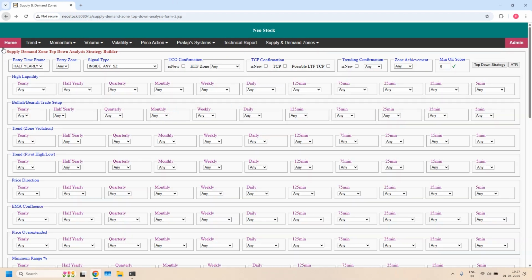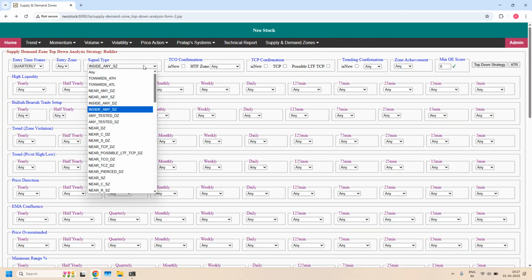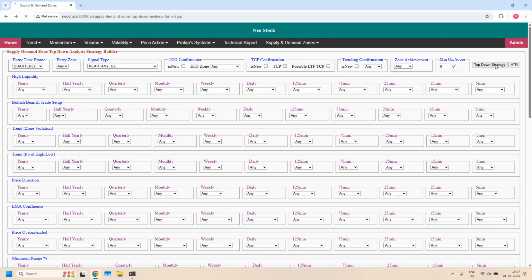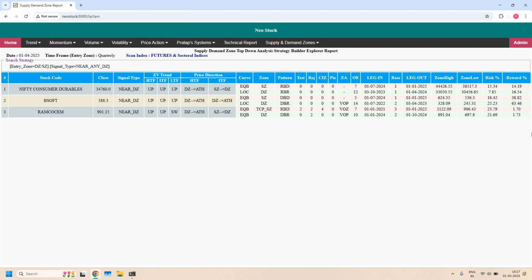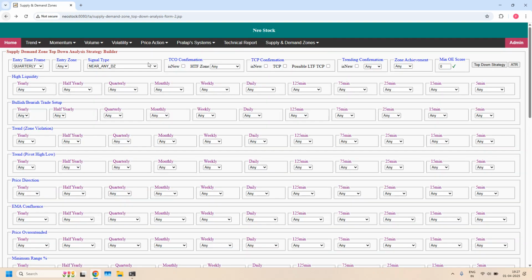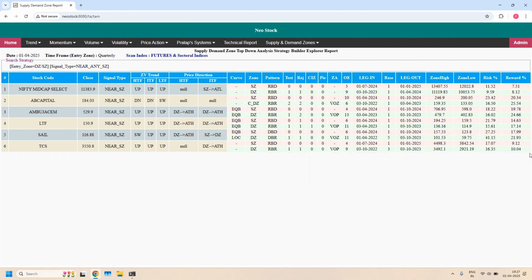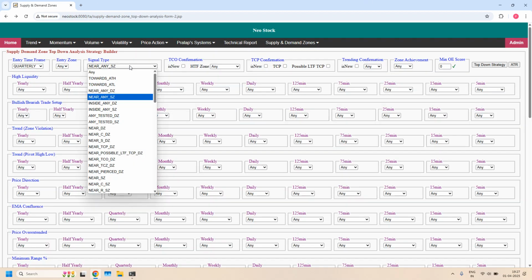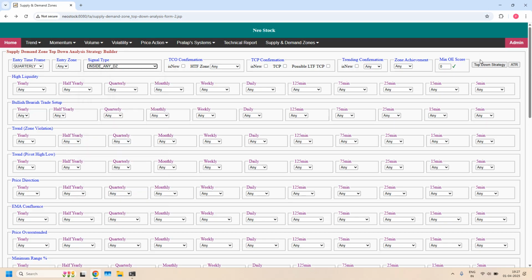Okay, next time frame is quarterly. Stocks near quarterly demand zone. We got 3 stocks. Next, stocks near quarterly supply zone. We got 6 stocks. Next, price closed inside the quarterly demand zone.